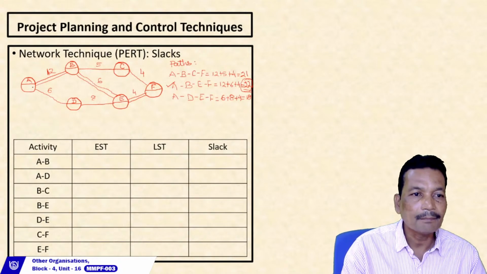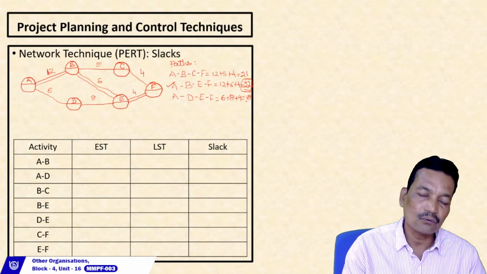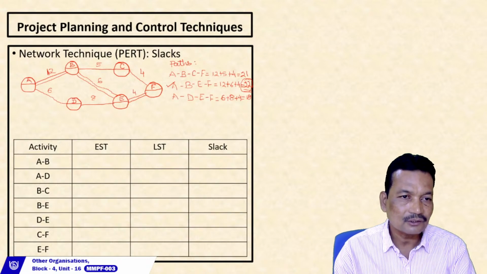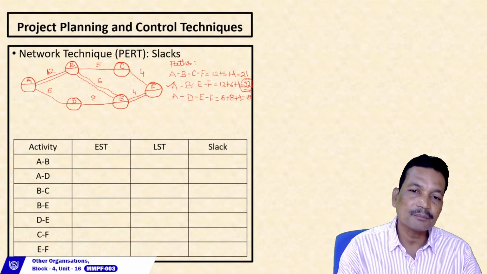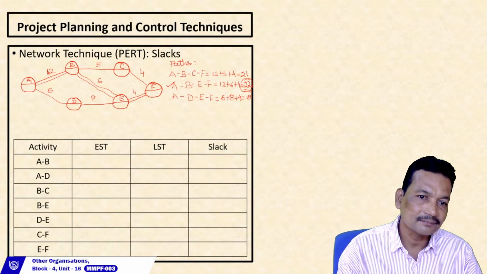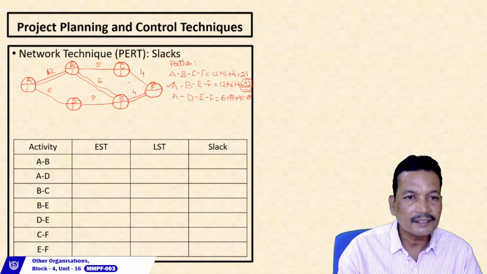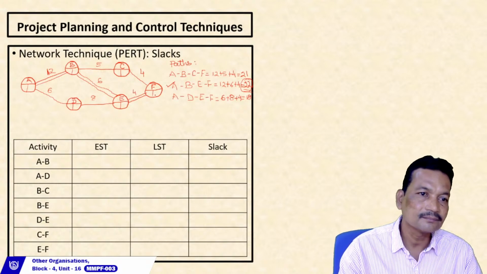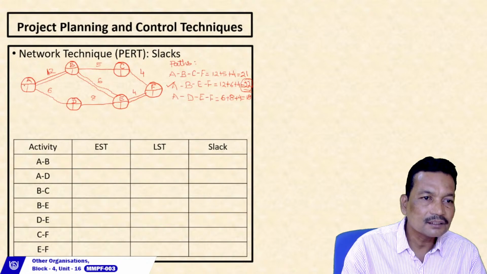Similarly, I can say path ADEF can have a delay of 4 days. Now let us look at what are the delays that can occur in each of the activities. Now what I do, the lower part of the starting or ending point of an activity, I divide into two parts. Now I start here with 0.